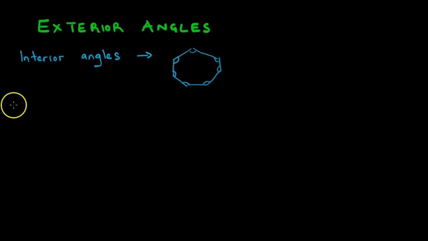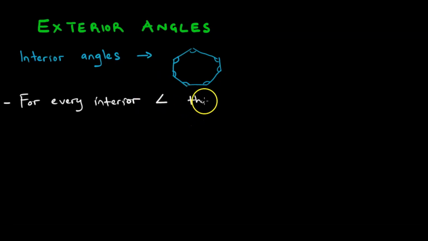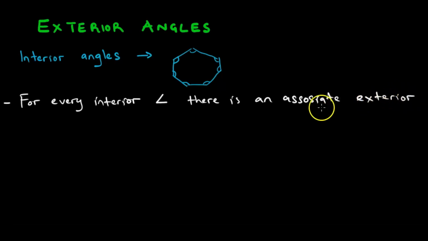So we can write this as a note. Very important. For every interior angle, and this symbol represents angle, there is an associate exterior angle. In other words, wherever we have an interior angle, we will also have an exterior angle.